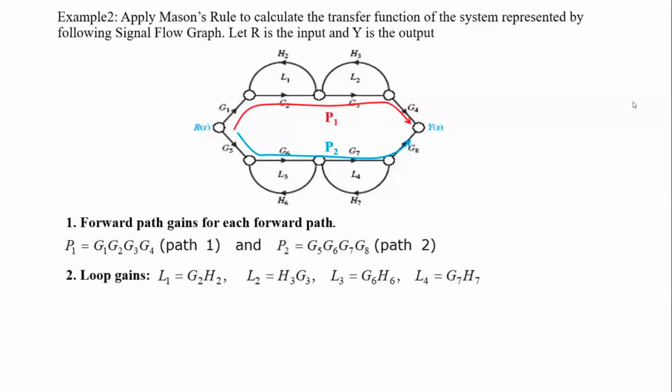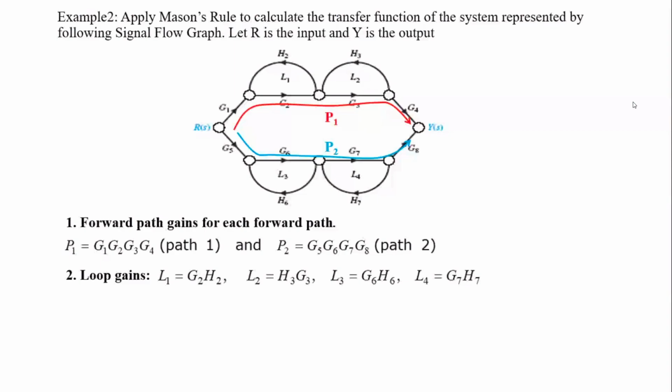Then tell me which are the non-touching loops. Two non-touching loops. Anybody? L1 and L4, L3 and L2 are non-touching. L1 and L4 are non-touching. L2 and L1, L3 are touching. Doubt? And there are no 3 non-touching loops or higher order. So there are only sets of 2 non-touching loops.